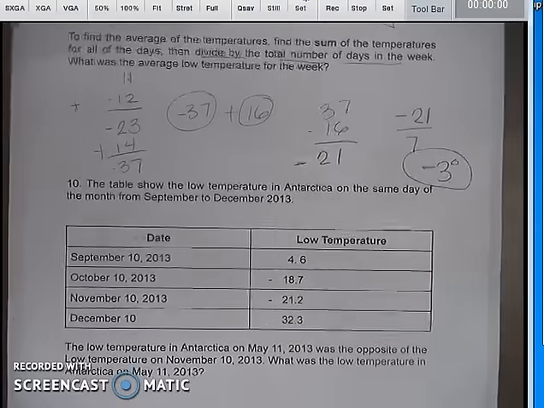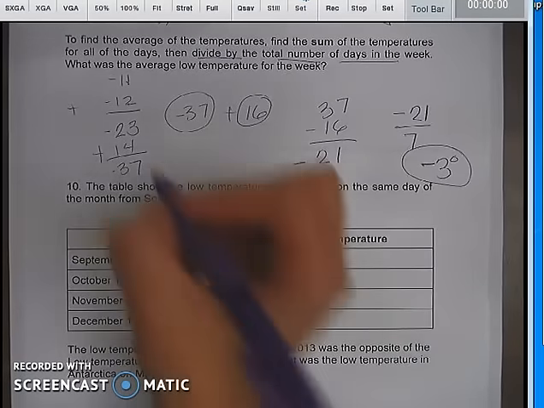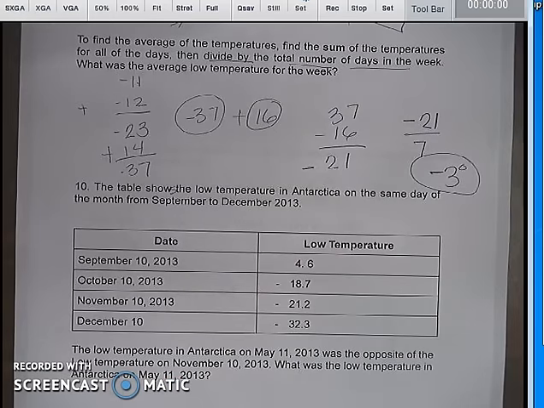Okay, number 10. The table shows, let's put an S, the low temperatures in Antarctica for the same day of the month from September to December in 2013. So we have all of these days. It says the low temperature in Antarctica on May 11th was the opposite of the low temperature on November 10th, 2013. What was the low temperature in Antarctica on May 11th, 2013? The very first thing that I know some of you are probably thinking is, hey, there's no May 11th on here. Right, because it's asking you to find that.